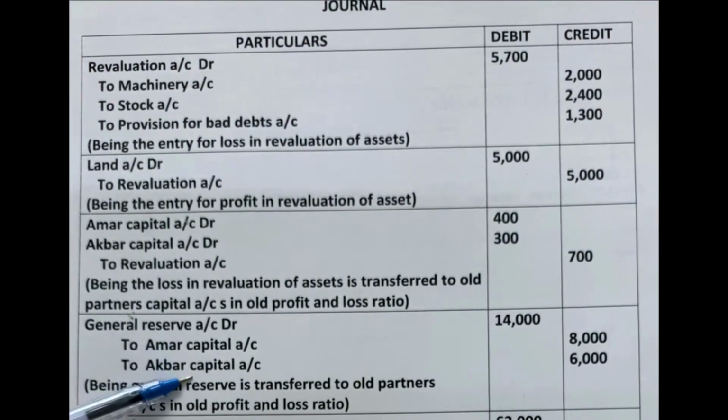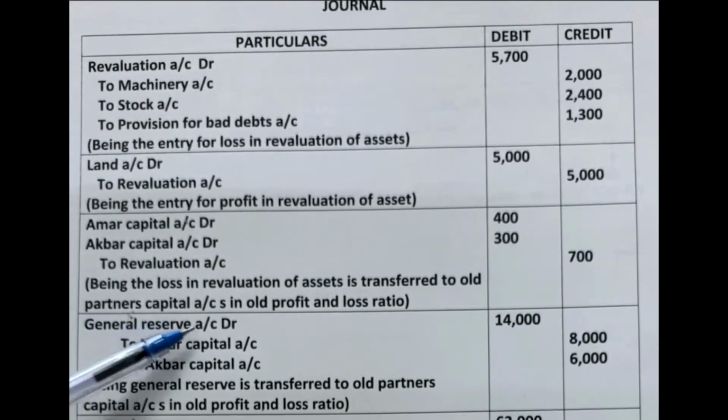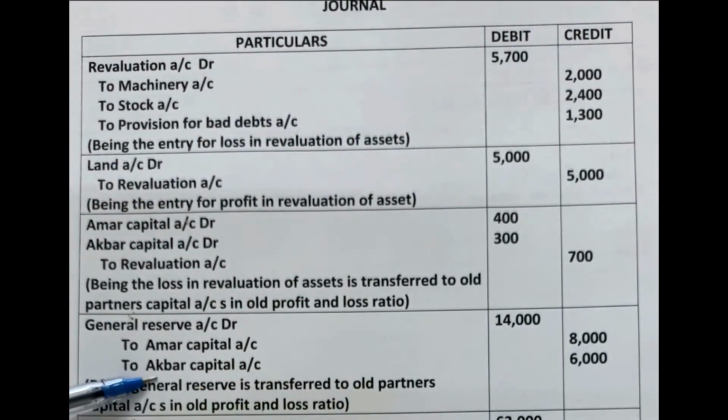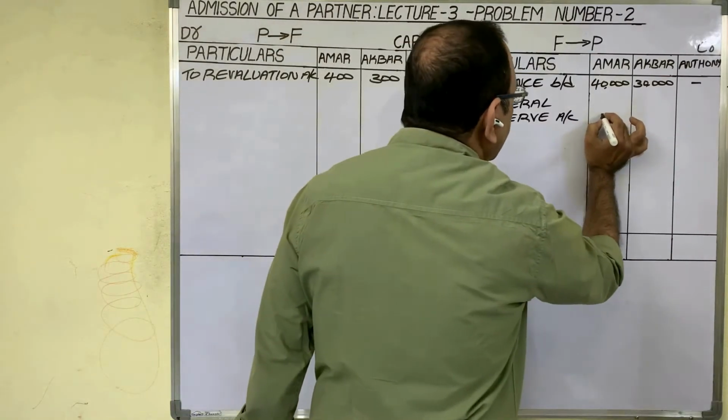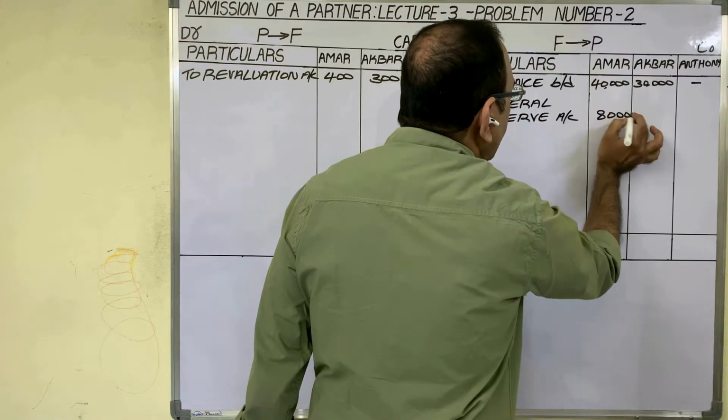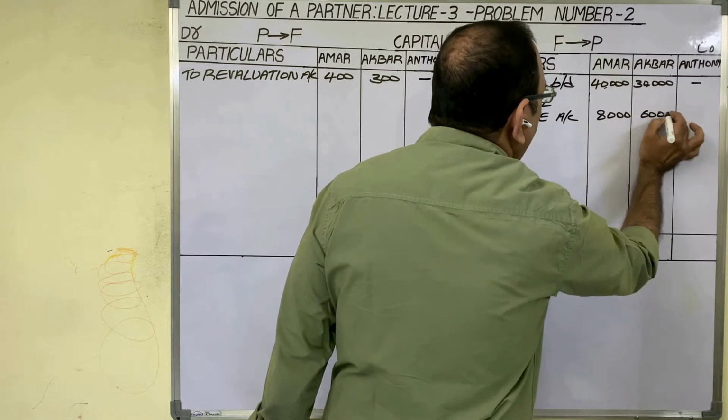As we are preparing the capital accounts, we have to observe whether capital accounts are debited or credited. In this entry, capital accounts are credited. Therefore, we should post this entry on the credit side of the capital accounts. What to write in the particulars column? The other side, the debit side, we wrote general reserve. Write that: by general reserve account, in Amar column 8,000 rupees, in Akbar column 6,000 rupees. By general reserve, distribute that general reserve amount to old partners' capital accounts in the old profit and loss ratio.